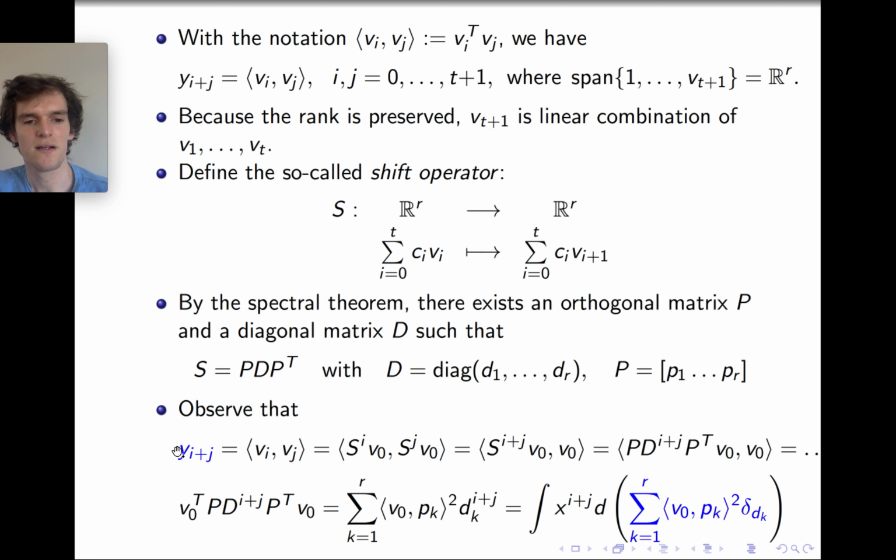And so you can see the general term of the moment matrix of order d, y_{i+j}, is actually the (i+j)th moment with respect to a measure. This measure is what's called a finitely supported measure. So it's a sum of Dirac measures. Okay, and so that proves our theorem. That is exactly what we wanted to obtain.